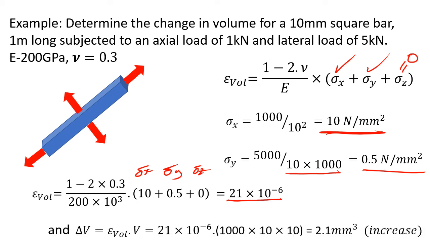And then we can finally calculate the change in volume. We know that's the strain multiplied by the original volume. So if we put the corresponding numbers in there, then we can see that we get an increase in volume of 2.1 millimeters cubed. So in the previous example, where it just had the 1 kilonewton load on, we had an increase of 2 millimeters.